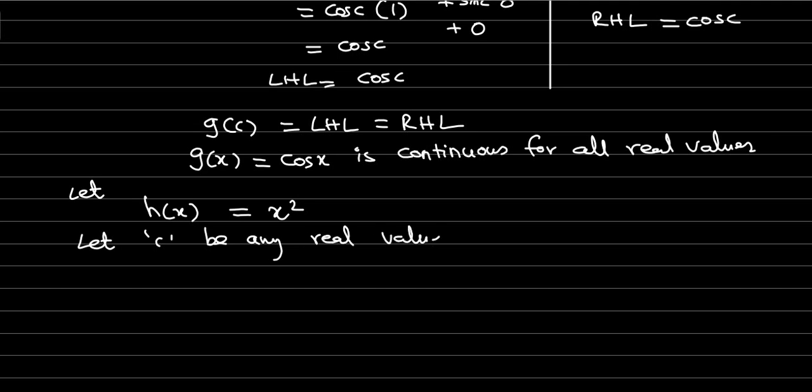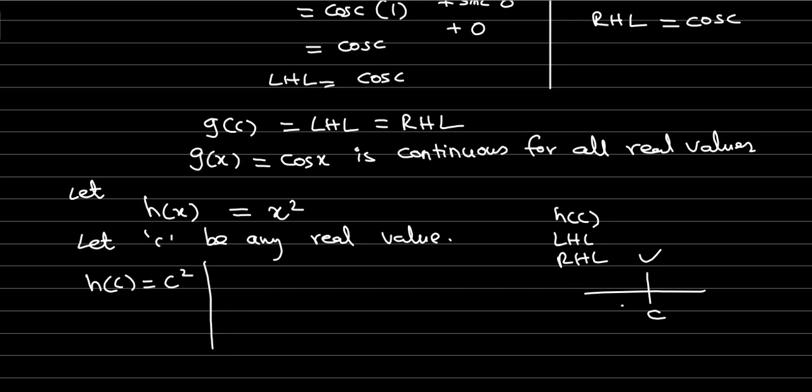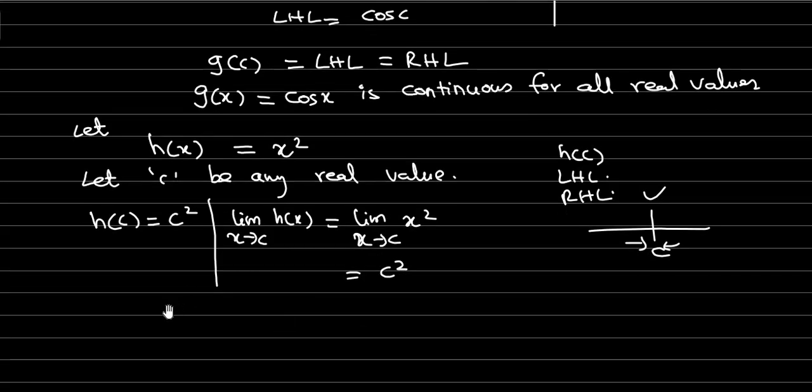To check the continuity, we need three things: h of c, the left hand limit and the right hand limit. So what is the first, h of c? If the input is c, then the outcome is c square. Now for the left hand limit and right hand limit, we are going to use the same function. Instead of finding the left hand limit and right hand limit separately, together we can find the limit as x approaches c of h of x. What is h of x here? H of x is x square. Now applying the limit, what will we get? C square.